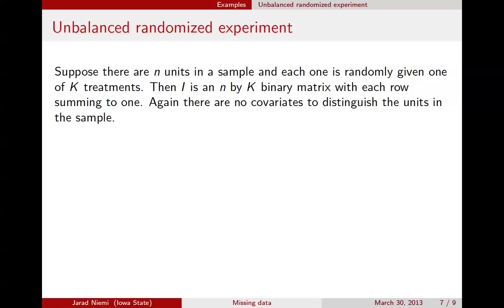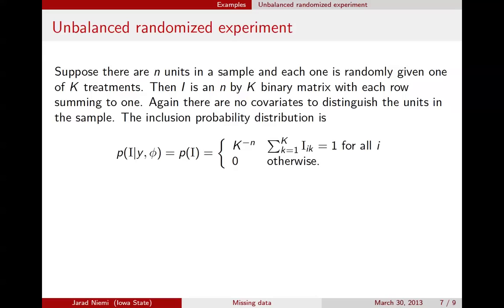Again, in this example, there are no covariates to distinguish the units. And we can write then the inclusion probability distribution as this. So again, we're initially conditioning on the complete data y and some parameters phi. It turns out again that this is going to be independent of y and phi.